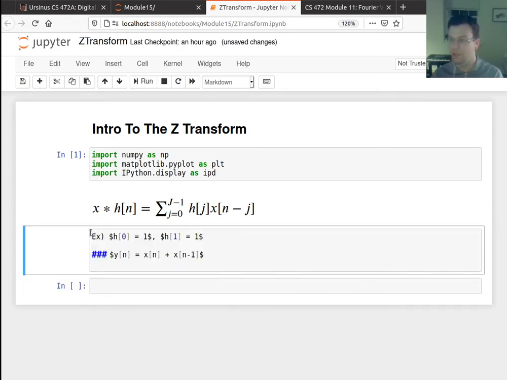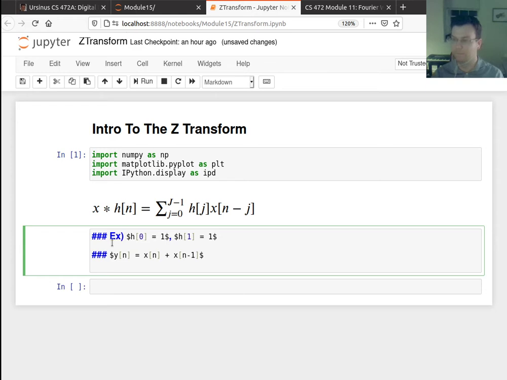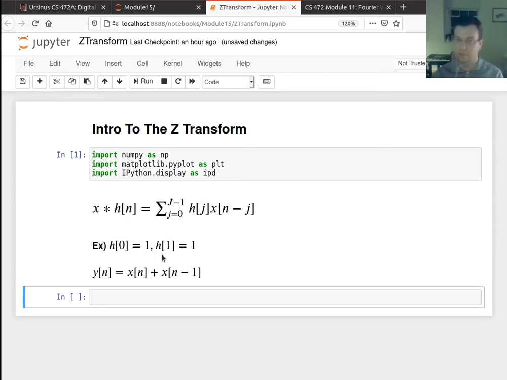We call this a difference equation. It's kind of the discrete analogy of a differential equation. I'm saying I want y of n to be the sum of x of n and x lagged behind by one sample. Now, I could take the Fourier transform of this. I could zero pad it to get more frequencies. But there's a more natural way to analyze what this does to all frequencies.